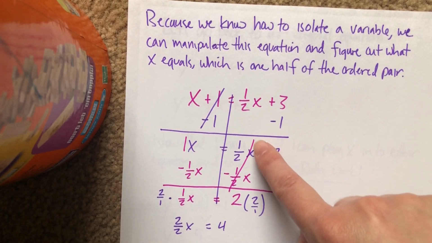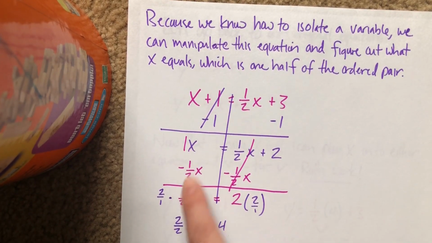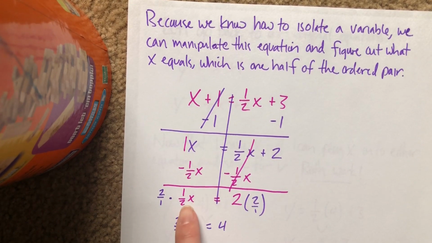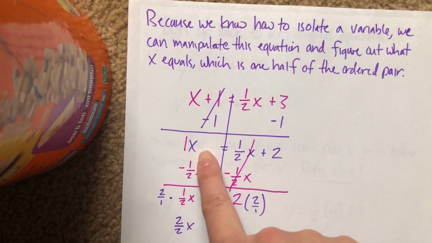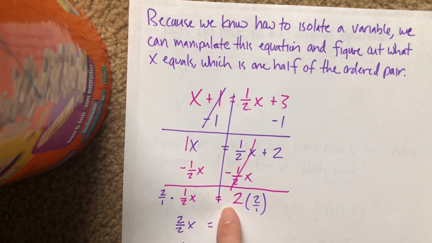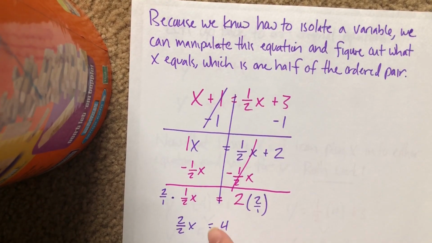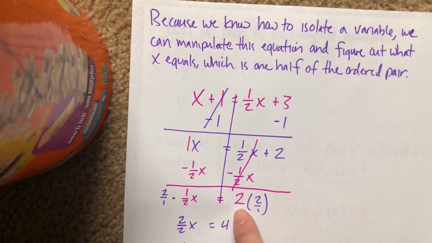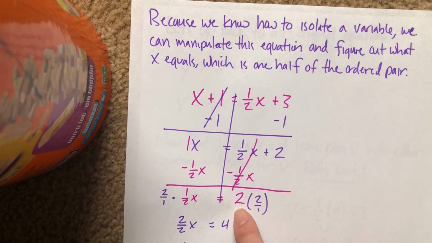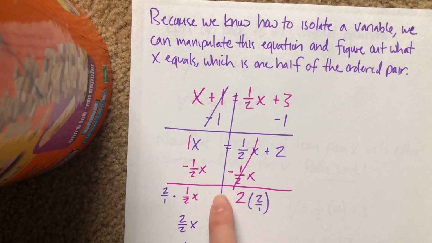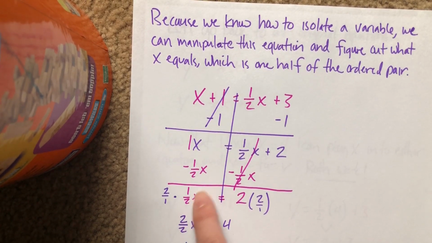So I'm going to go through this. I have 1x minus 1/2 x, and look at the pink, not the purple. 1 minus half is half, equals 1/2 x. 1/2 x minus 1/2 x is crossed out because it becomes 0. Bring down that 2, again in the pink. Now the purple is the next operation. I have 1/2 x equals 2, and I want to get x alone.